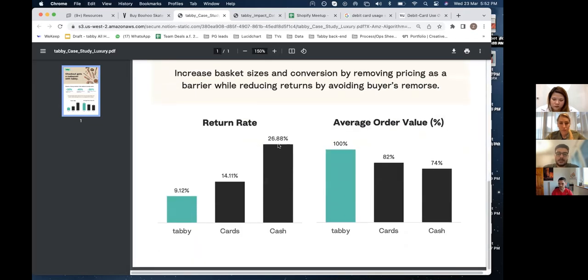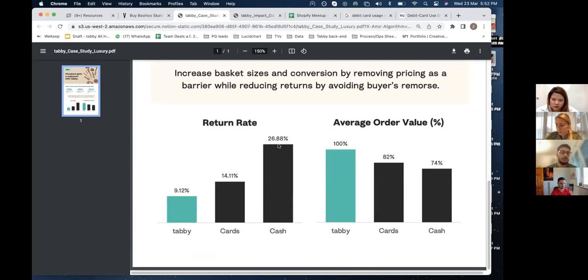And this is not something that we thought would be a value proposition for us, but it ended up being one. When we conducted this case study, we basically saw return rates being a lot lower on Tabby when compared to cards and cash on delivery. And that got us thinking. So we went back, did a few surveys, called up a few customers, and essentially dug into why that could be the reason. And what we essentially narrowed down on was buyer's remorse.